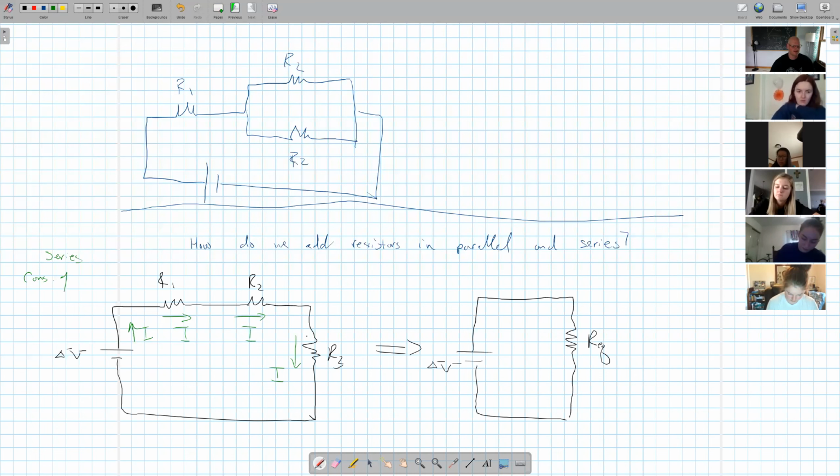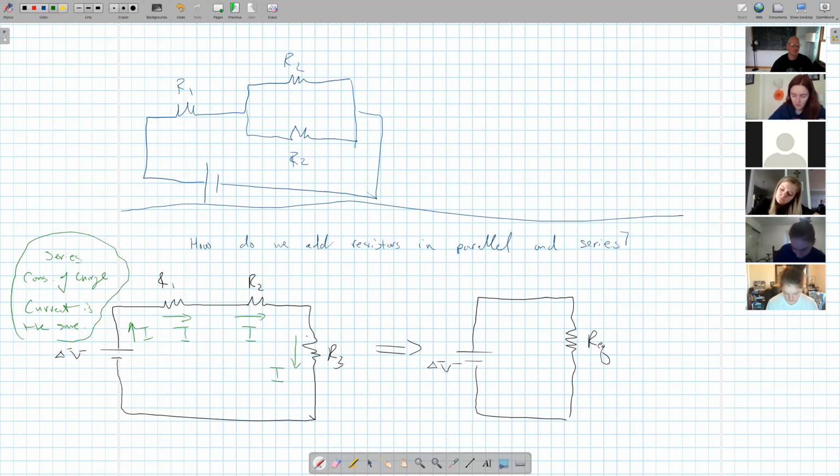So for series, conservation of charge tells us that the current is the same. Anytime we have these connected in series, the current must be the same. What's going to be different is that Ohm's law tells us the potential is equal to the current times the resistance. So if all of these have exactly the same current, but they all have different resistances, then they all have to have different potentials. The potential difference across 1 is different than across 2, which is different than across 3.